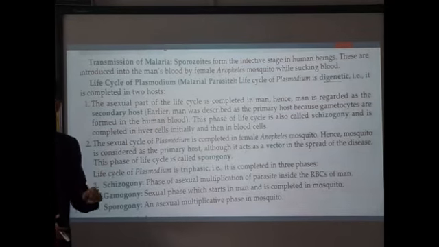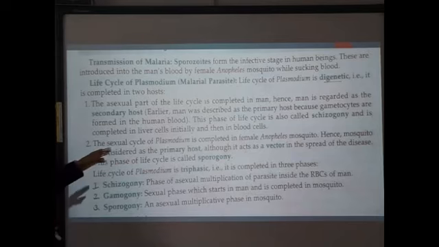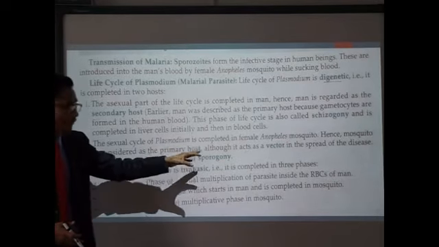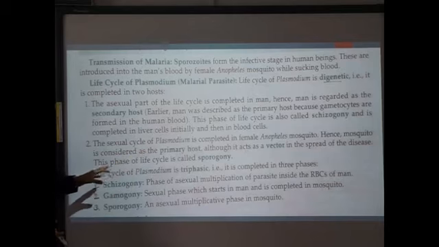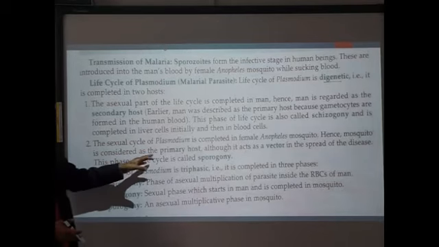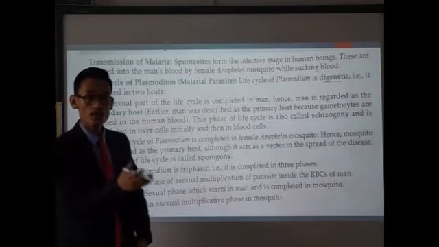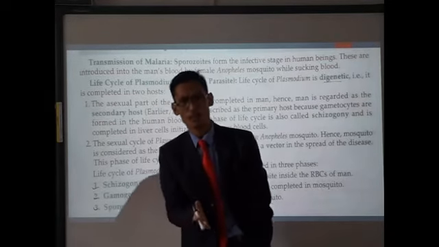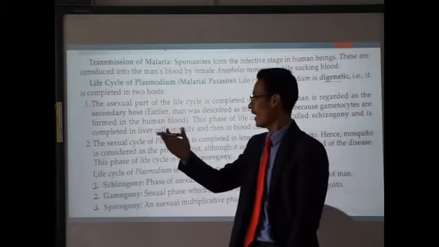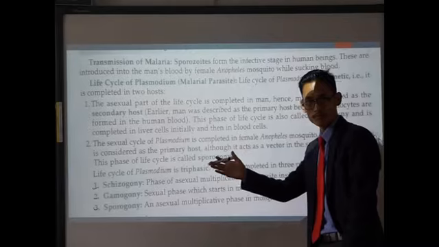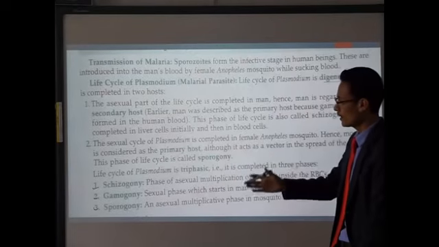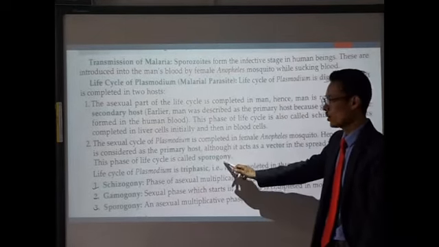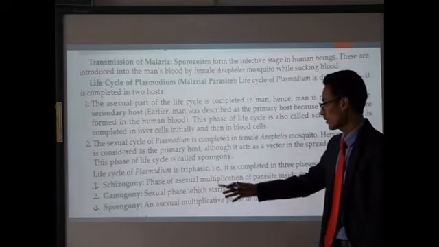of Plasmodium will be completed. Now, the mosquito is considered the secondary host, although it acts as a vector of the disease. So, this phase of the life cycle is called sporogony. So, the sexual phase is completed within the body of the mosquito. Clear? And this particular phase that is completed in the body of the mosquito is called the sporogony. So the life cycle is considered triphasic.